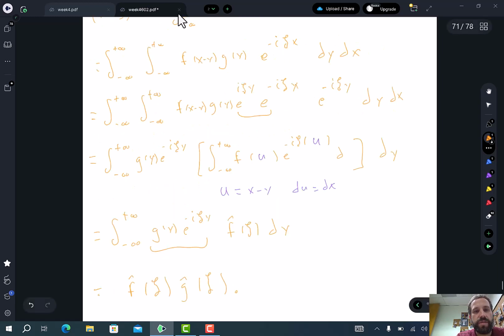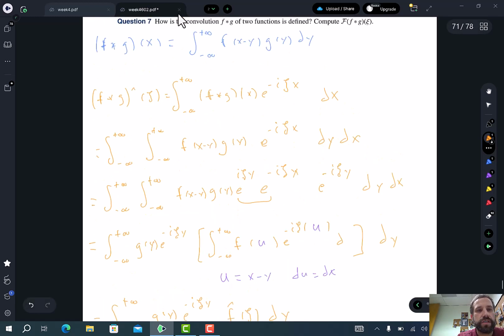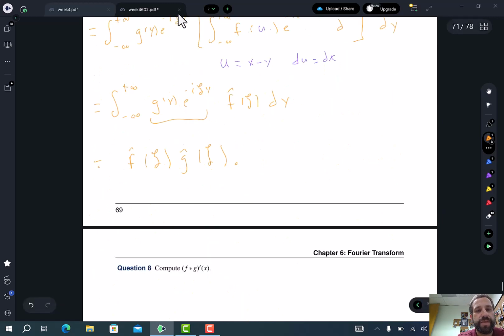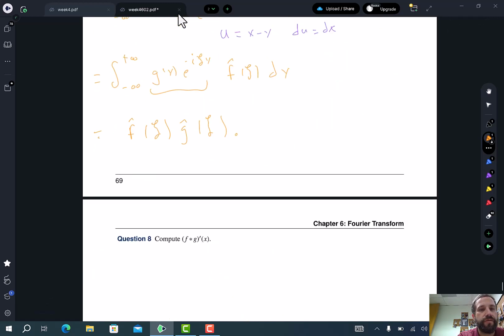So what this tells me is that the Fourier transform of the convolution of these two functions is equal to the product of the Fourier transforms of the functions. This is going to be a very, very useful fact that we use throughout the rest of this class pretty much.